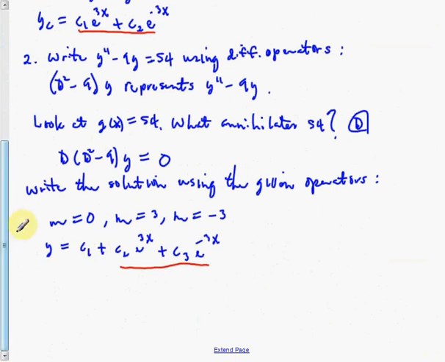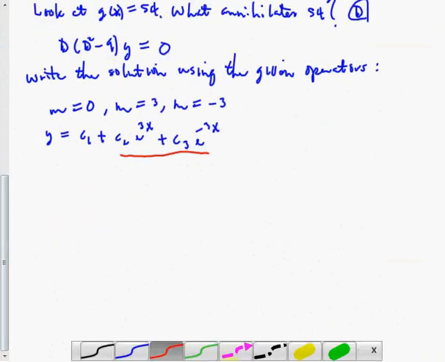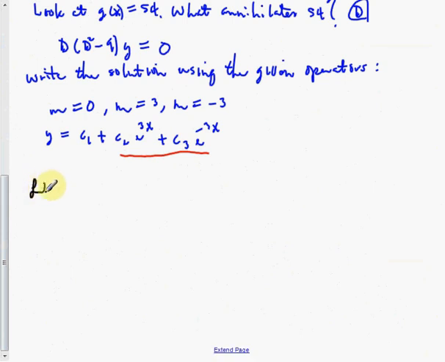So now what we do here is we say, let y sub p, which is going to represent this term, equal A.